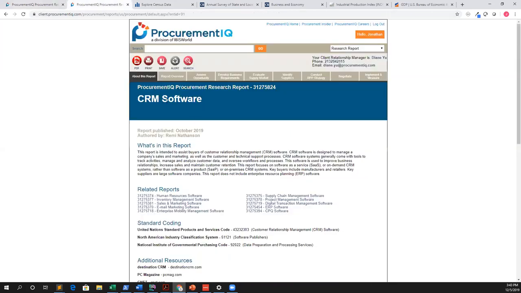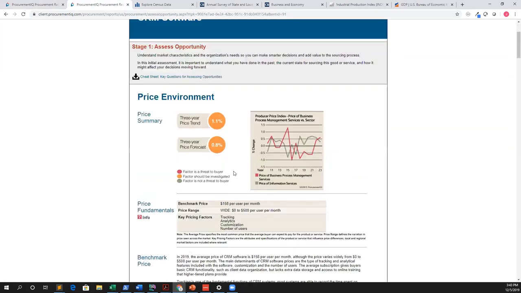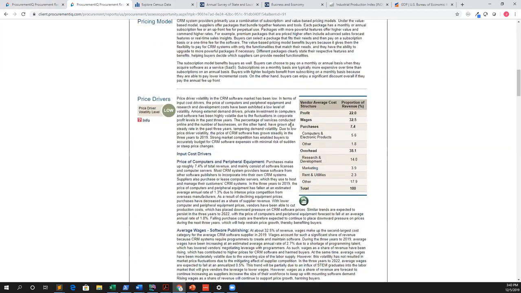Conversely, if you were to look at something like software as a service, like CRM software, and you were to look at its price environment, it'll be substantially different. We can see that the price summary is quite a bit different, but of note is you have substantially higher profit margins.